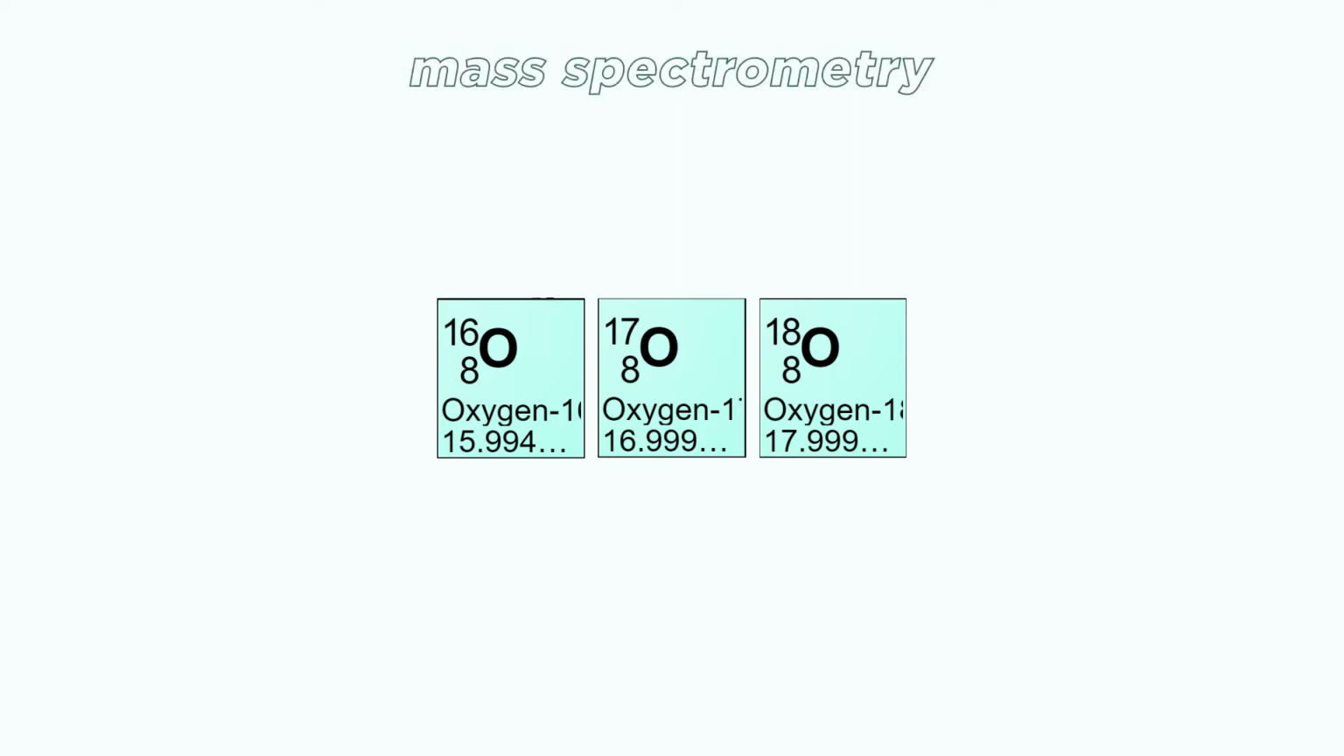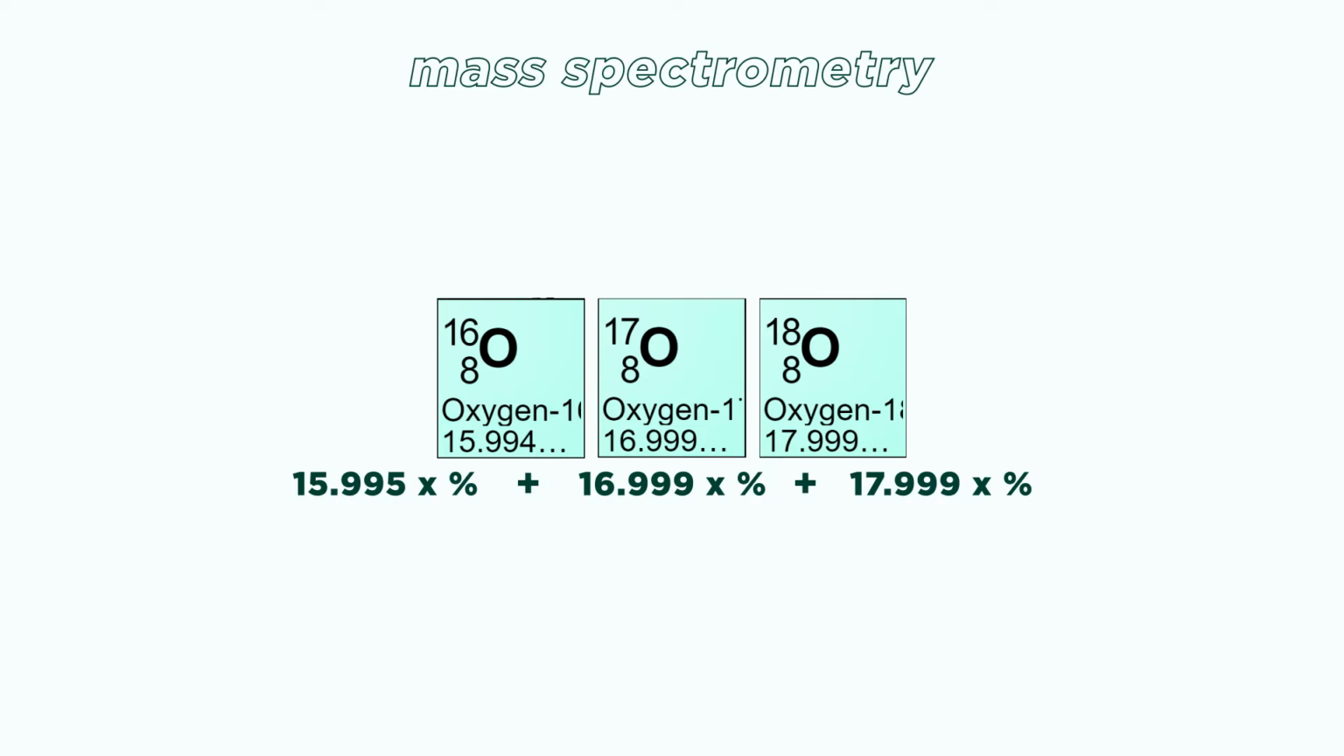On the periodic table, the mass listed for oxygen is 15.999 AMU. You'll notice that this is not the same as any of the masses of its isotopes, and it's not an exact average of each of those masses. This is because the average atomic mass of an element is a weighted average of the masses of each of its isotopes. This weighted average is calculated by multiplying the mass of each isotope by its percent abundance in nature.